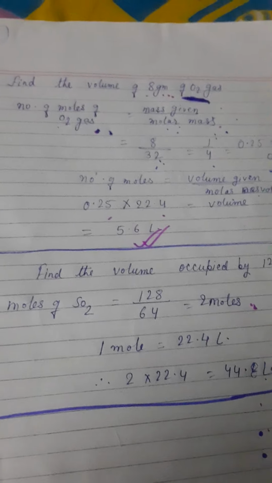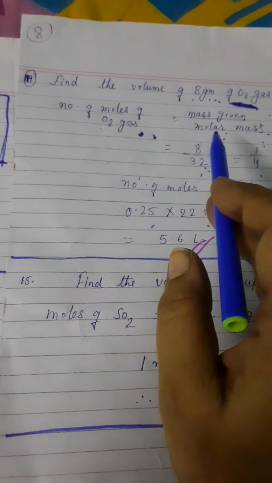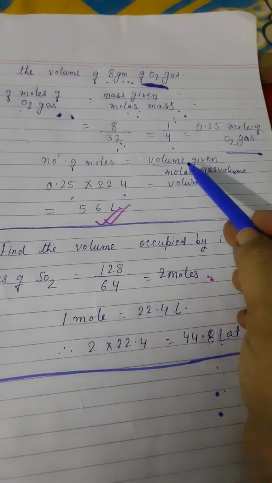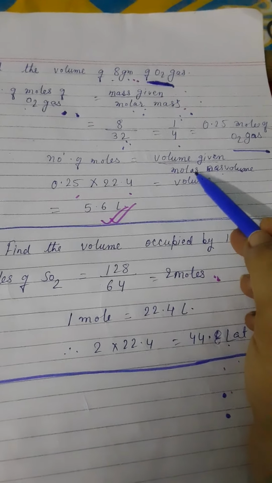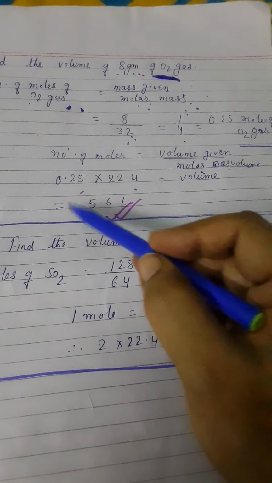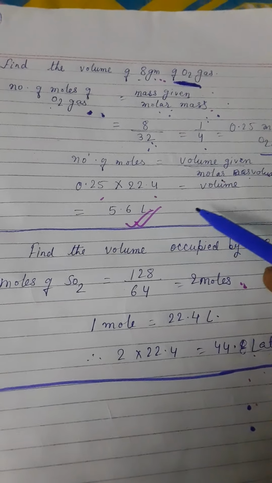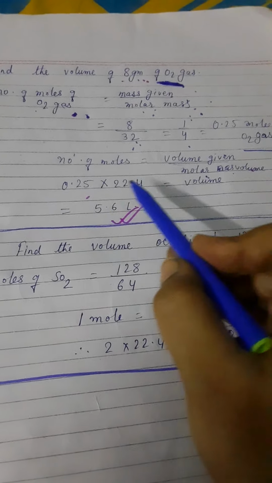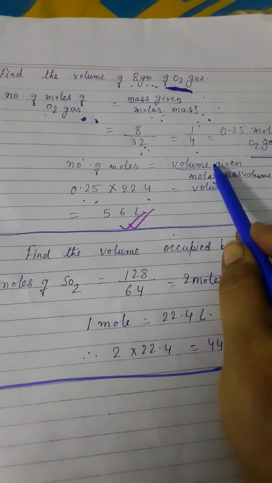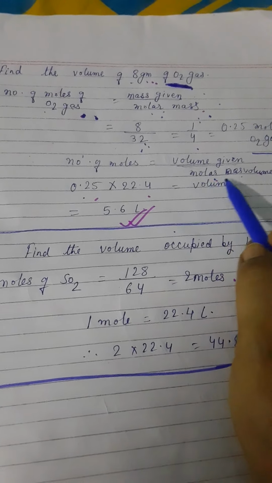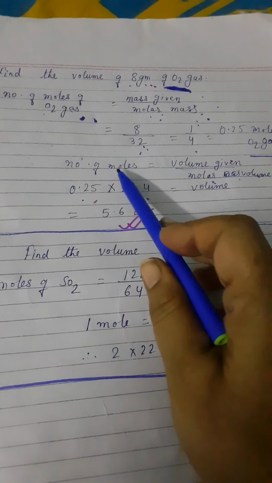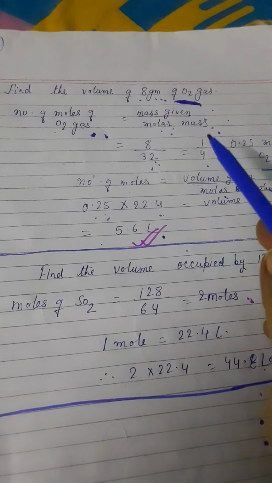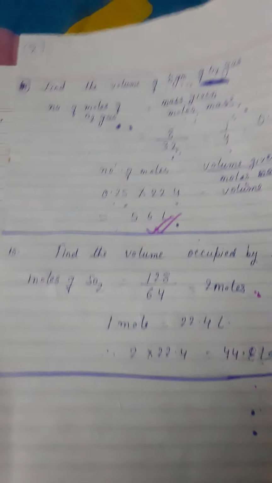Okay. Find the volume of 8 gram. Here they are asking the volume. We know the number of moles. Number of moles is 0.25. Volume given we have to find out. Molar volume we all know is 22.4 liters, and from here we can get the volume of 8 gram of oxygen gas. You just cross multiply it and finally we'll get the volume of 8 gram of oxygen gas. Okay.